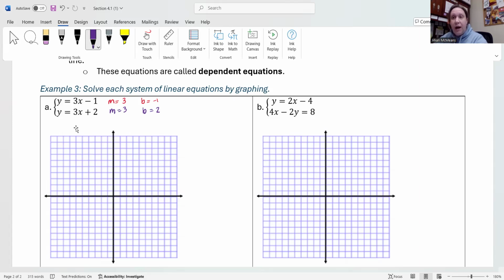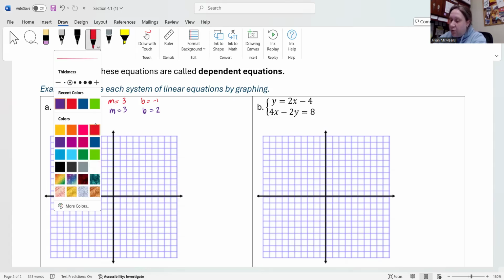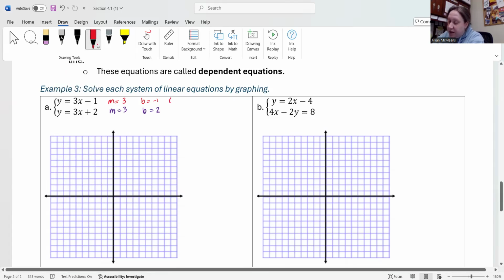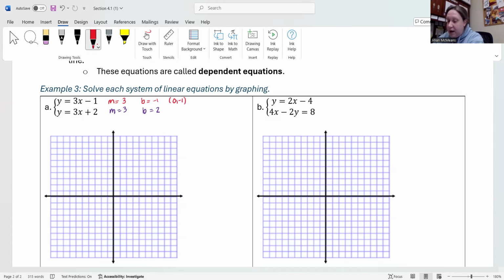But let's go ahead and graph these two lines and just see what's happening. So let's go back to red. We'll graph the red equation first. So we want to plot the y-intercept first, okay? So the y-intercept here is really 0, -1. So at the origin, I don't go left or right, but I do go down 1. And then I want to go up 3 to the right 1. So remember, this right here is the same as 3 over 1. So I'm going to go up 1, 2, 3 over 1, up 1, 2, 3 over 1.